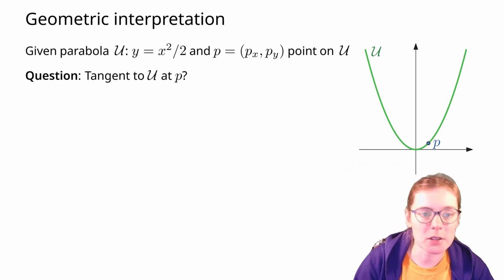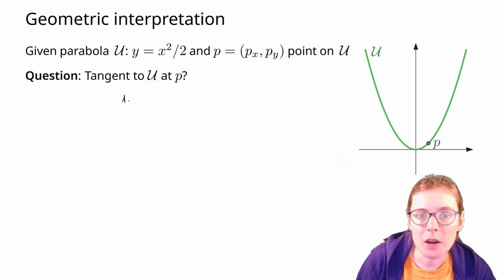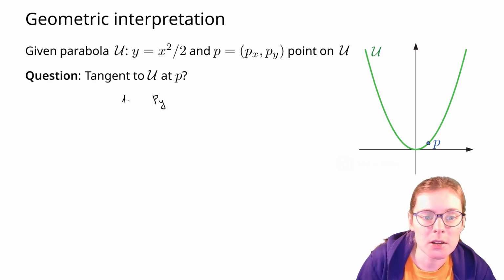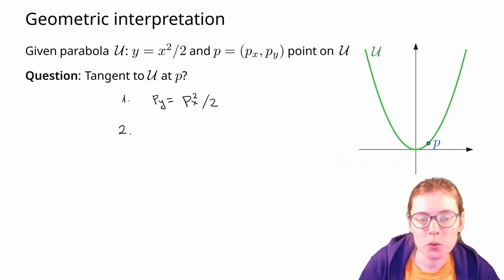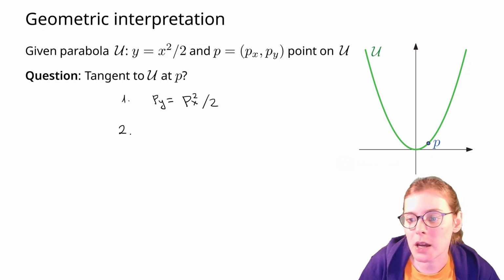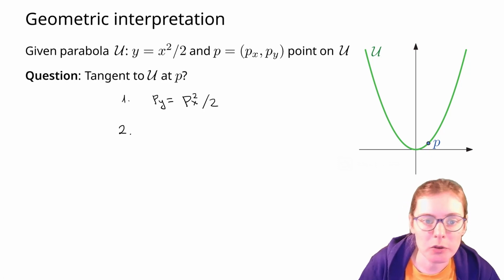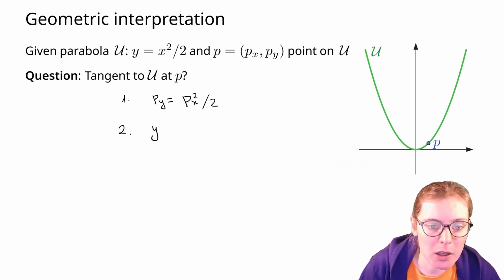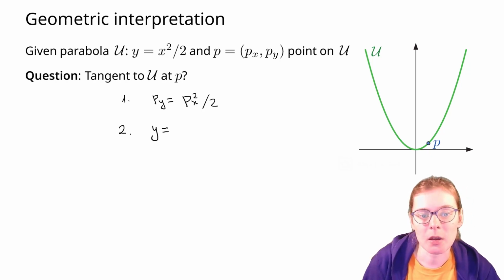Well, let's work out the detail. First, we know that the point P lies on the parabola, and thus the coordinates of the point P satisfy the equation of the parabola. Second, we know how to find an equation of a tangent line to a curve going through some point on the curve. It will be given by the following formula.